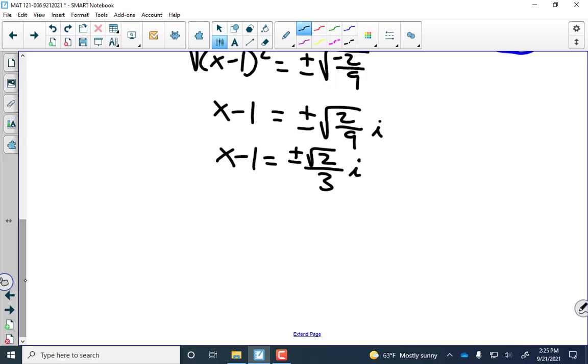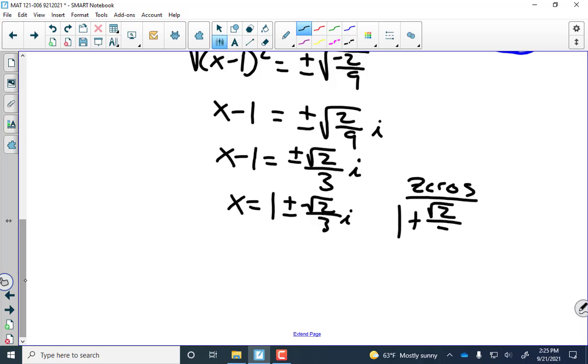One step away. Add the 1 to both sides. And I got 2 zeros, everyone. They are imaginary zeros, so they are complex conjugates of each other: 1 plus the square root of 2 over 3 i, and 1 minus the square root of 2 over 3 i.